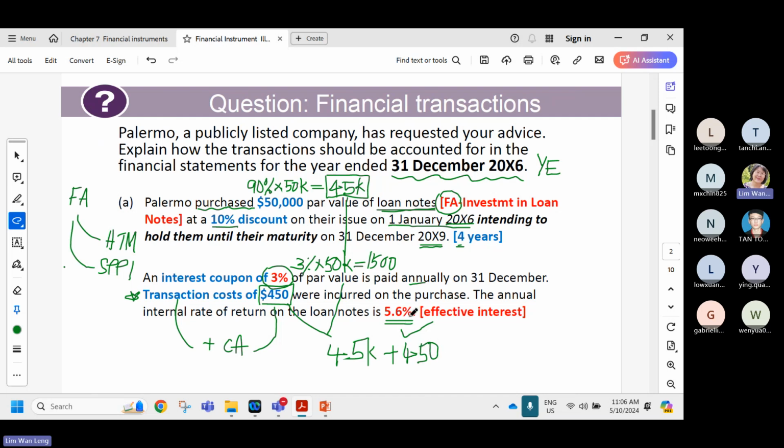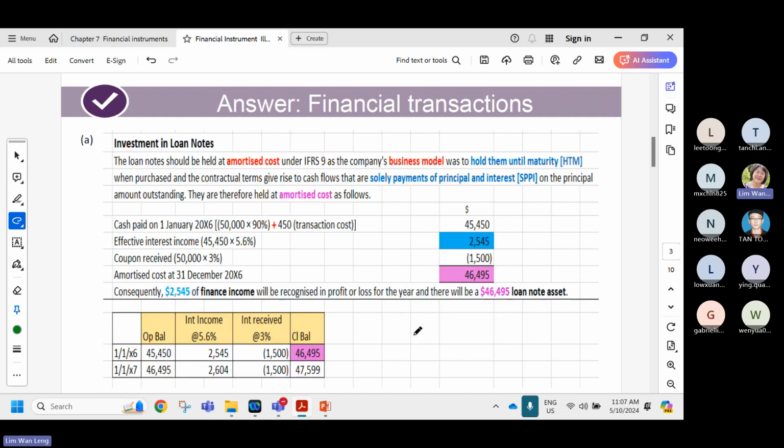And of course, later on, if you want to find out how much should be in the books and so on, you just need to prepare your amortization table. So from this scenario, you already know that if you have a financial asset measured at amortized cost, then any transaction cost is to be added to the carrying amount. Then you know that the period to maturity is 4 years, coupon rate 3%, effective interest rate 5.6%. Okay, so now we can proceed.